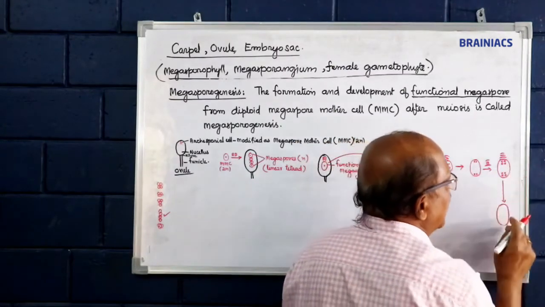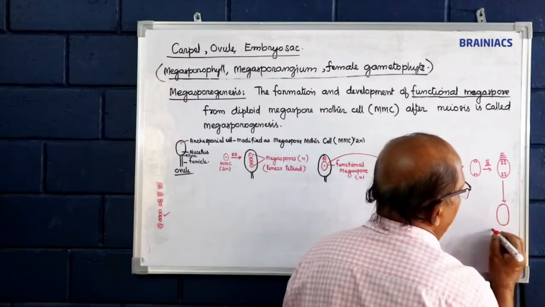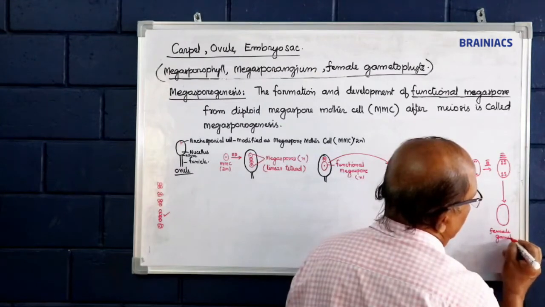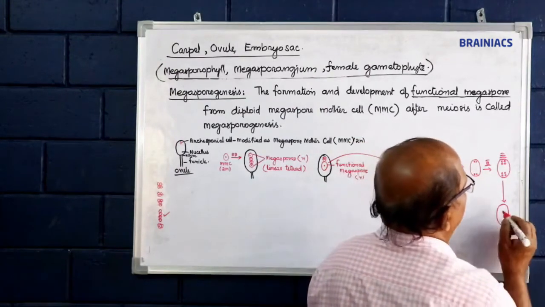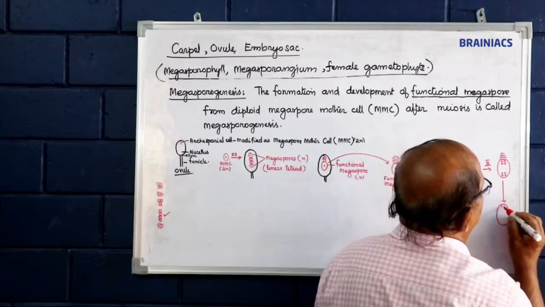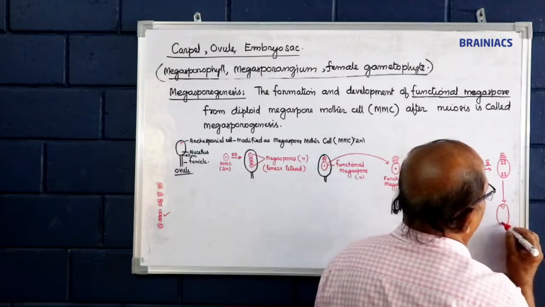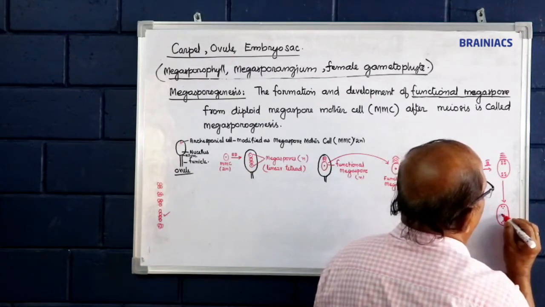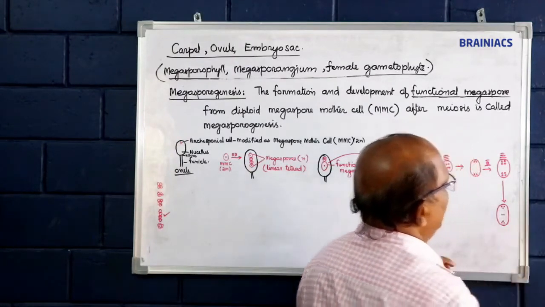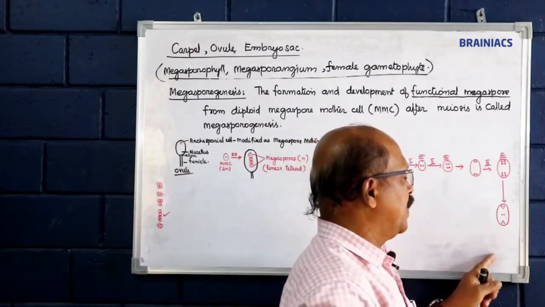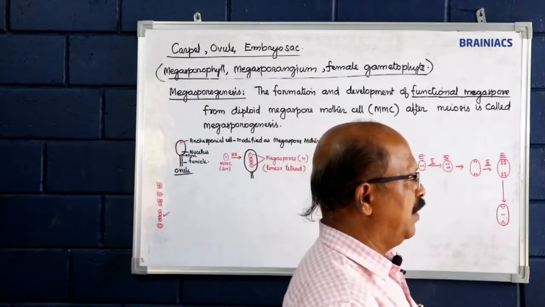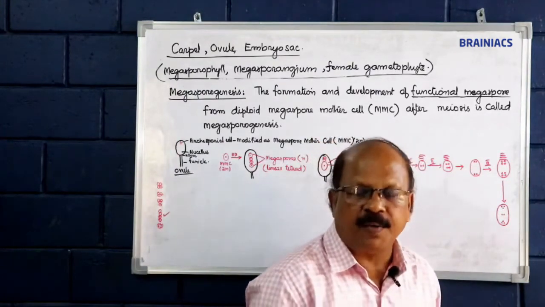So the functional megaspore enlarges in size and becomes the female gametophyte. See, next line. Three among them remain there at the opposite poles. One nucleus comes to the center from the poles. So 3 plus 3 plus 2, the 8 nucleated condition. It is going to be the female gametophyte.